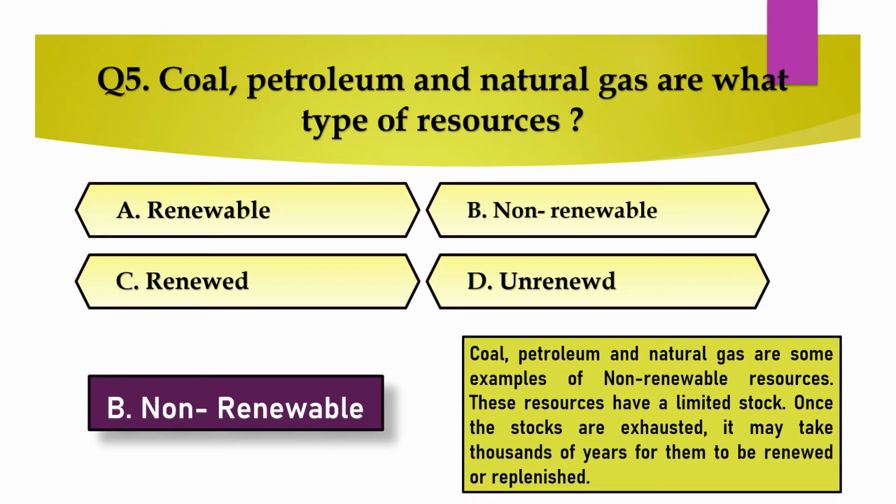Coal, petroleum, and natural gas are some examples of non-renewable resources. These resources have a limited stock. Once the stocks are exhausted, it may take thousands of years for them to be renewed or replenished.